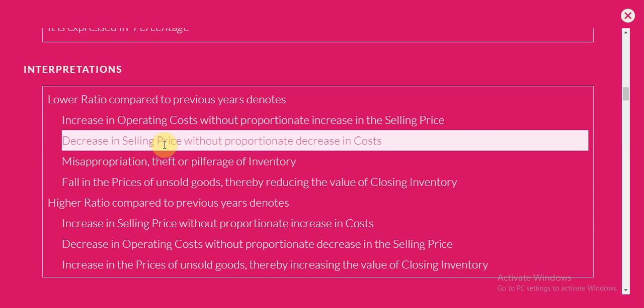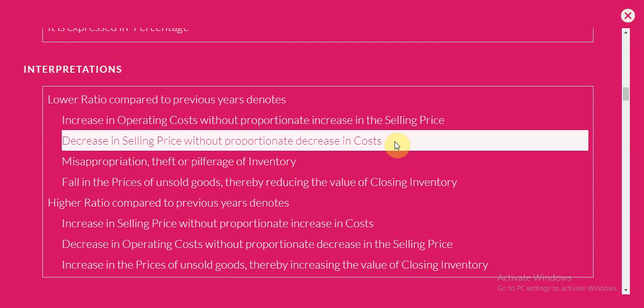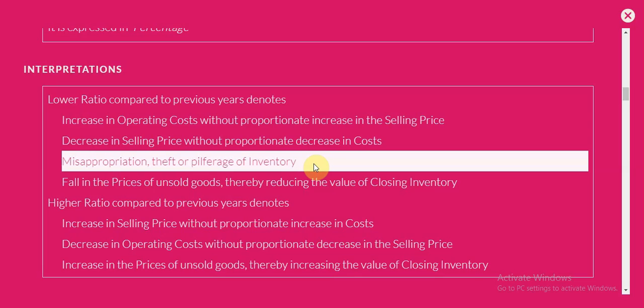And there is a decrease in selling price without a proportionate decrease in cost. This is just the inverse of this case, because when there is a decrease in selling price but there is no decrease in the cost, then also the GP gets reduced. And another reason could be misappropriation, theft or pilferage of inventory.